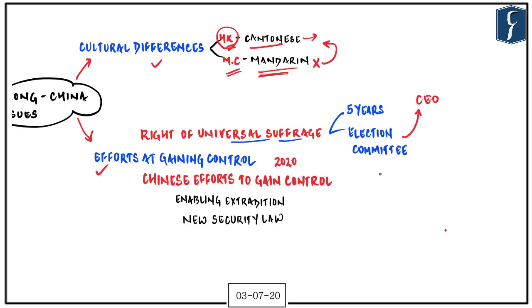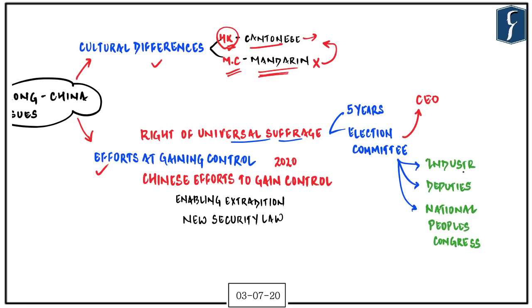Now you might ask whether this is similar to what we do for the Rajya Sabha, or the electoral college system for the election of the president in the United States of America. But the difference between these is that the election committee consists of interest groups. And the majority of members of this election committee are industrialists having big business interests in mainland China. Similarly, it consists of deputies appointed by the Chinese government, and it also has members of the National People's Congress, which is the highest organ of state power, or you can say the national legislature of China, for what it is worth.